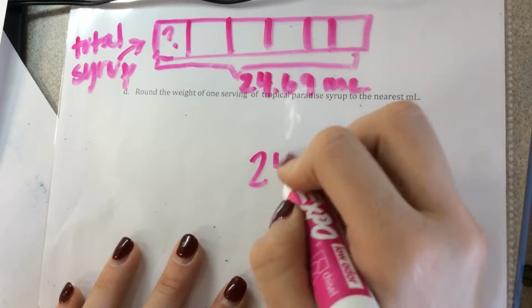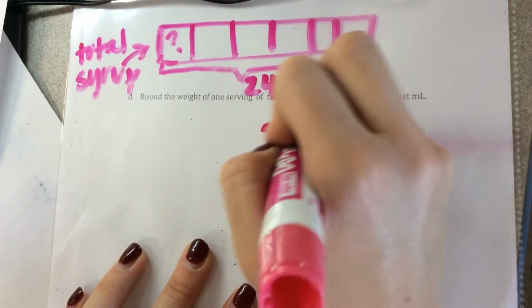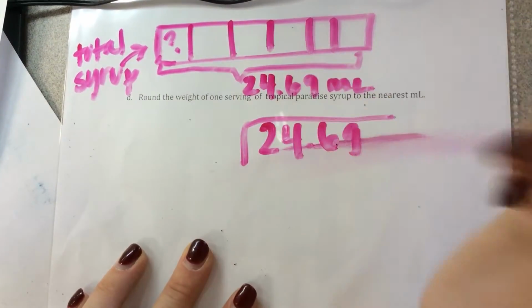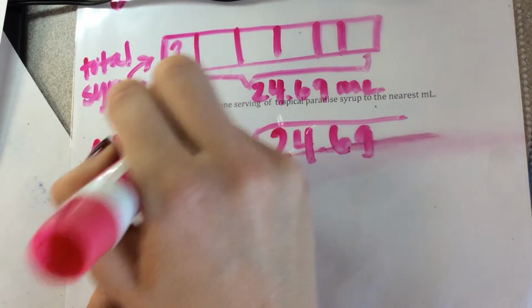Now I'm just going to do my work down here so that you can see it. So we have 24 and 69 hundredths. I'm going to start way up here actually. We need all the room we can get for long division. Divided by what? By 6. 6 servings. Remember your divide, multiply, subtract, bring back down.